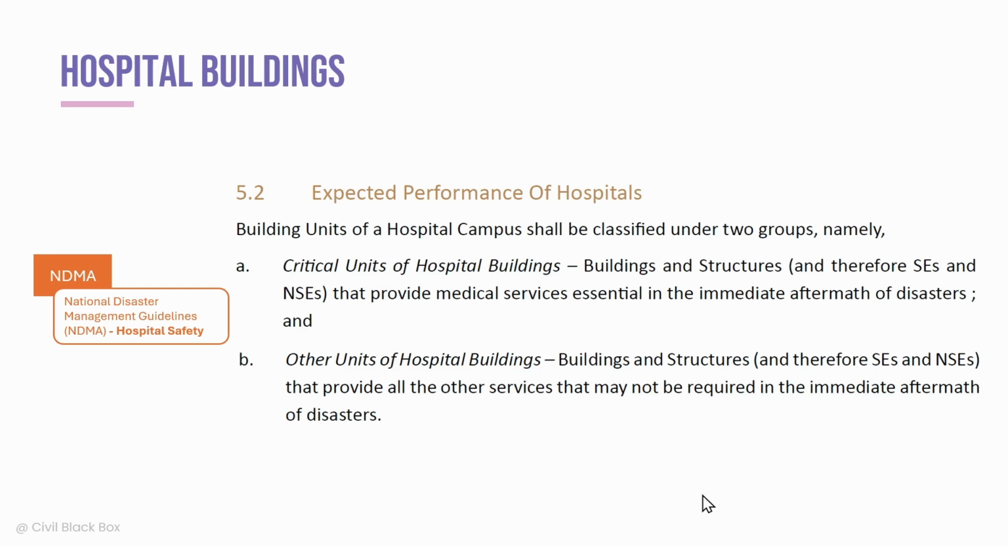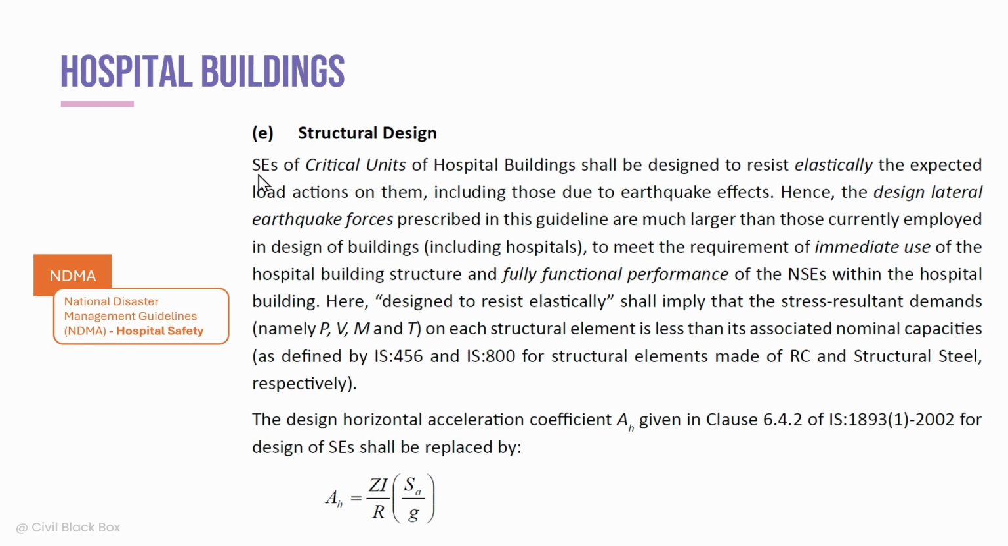So if we talk about the critical units of the hospital, you can see the critical units of hospital shall be designed for this value right here. If you can see at the bottom, this is what we are designing our structure for. Z divided by 2 is gone, and that is basically gone because we have increased the I value. That is the importance of the buildings.